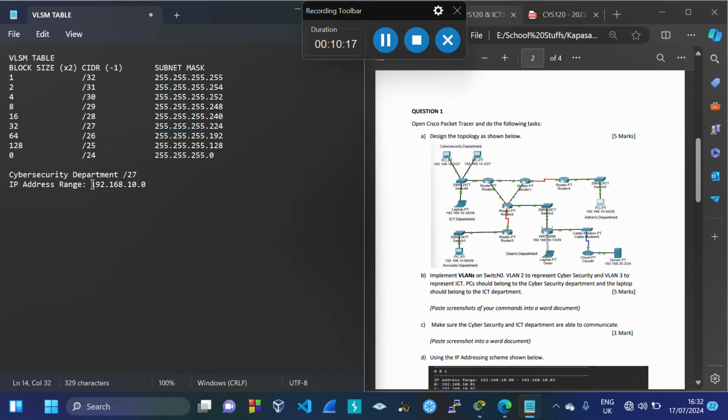So if the block size is 32, I just need to add that 32 where there is a 0. So I'll say this 32, which is the block size, plus 0, we are getting 32. But now I need to maintain the broadcast address. I'll say -1 so that it becomes 31. So in this network, this is the range we can have.